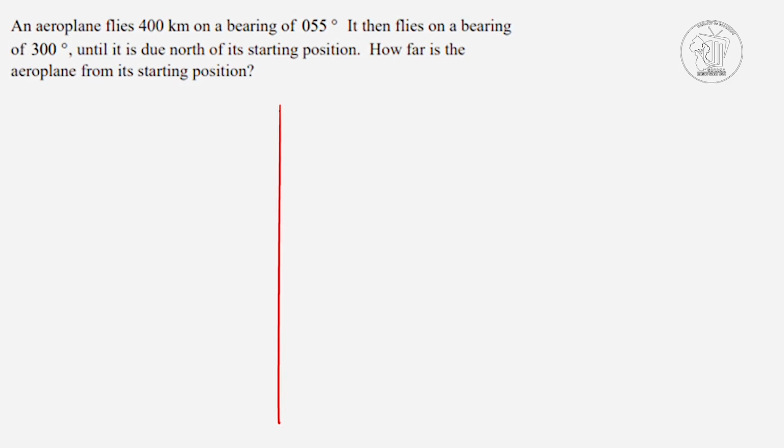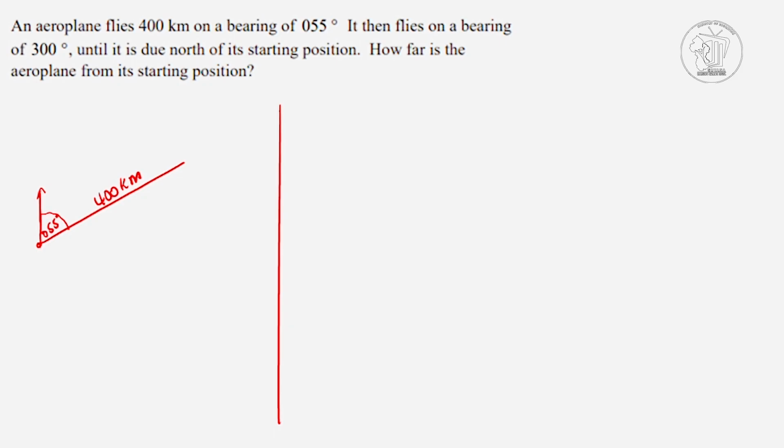An airplane flies 400 km on a bearing of 055, well, 55 degrees. So we can get a starting point here, and in reference to the starting point, you must draw the north line. You draw up the north line and then it flies 55 degrees. So 55 degrees from the starting point would be about here. And then we draw the line. So it flies 400 km from here. We can put in the 400 km and the 055 degrees.